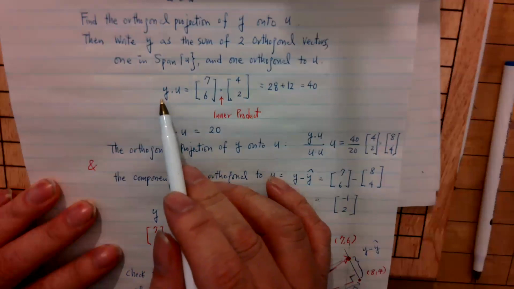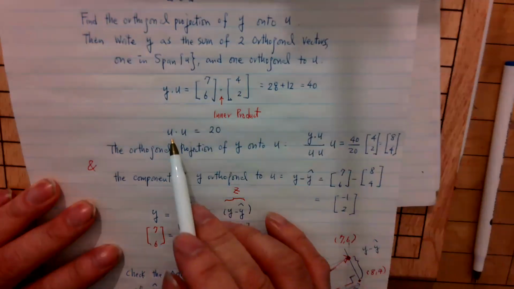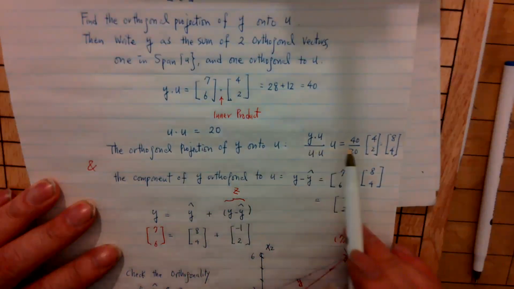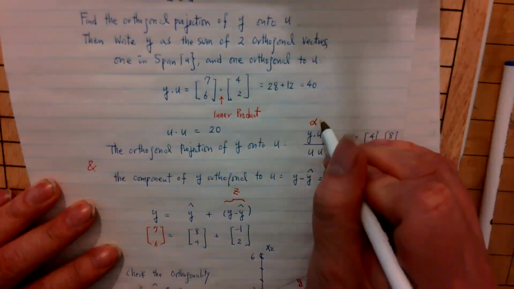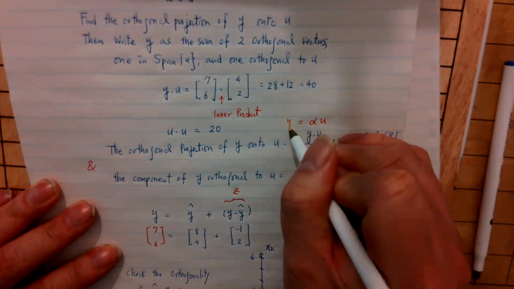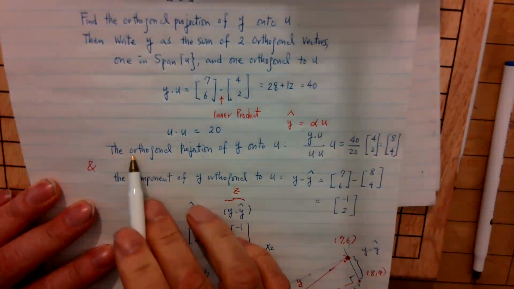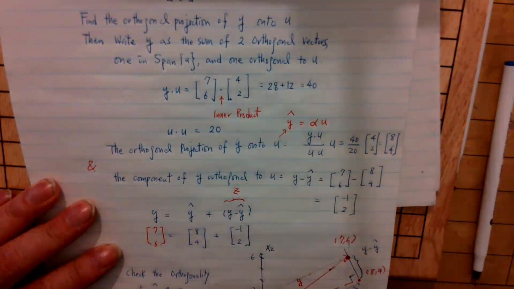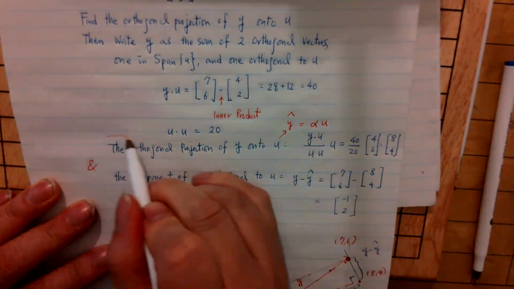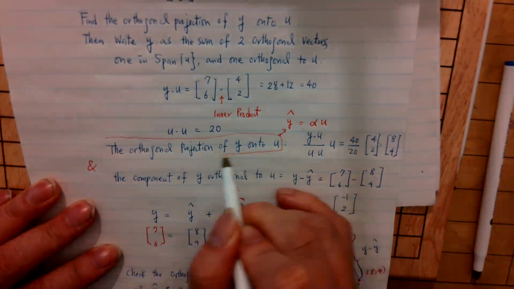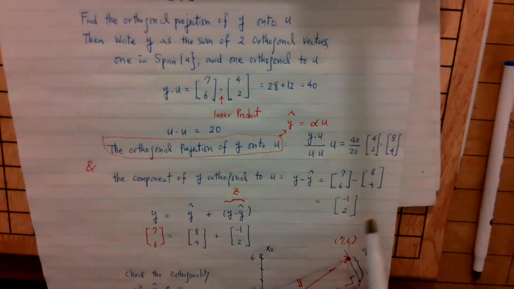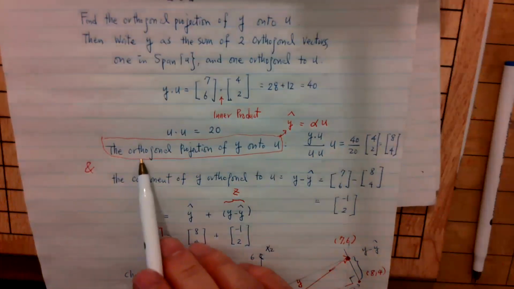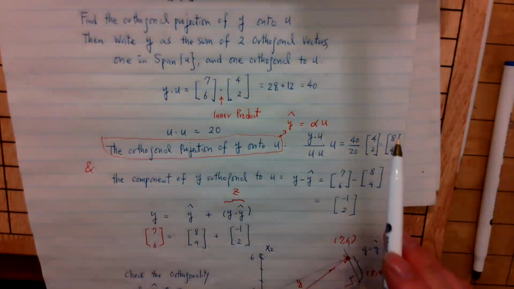The inner product of Y and U is 40. U dot U is 20. So the orthogonal projection of Y onto U is alpha U, and therefore this is our Y hat. Y hat is the orthogonal projection of Y onto U. So this is alpha U, this is alpha. We find the orthogonal projection of Y onto U is (8, 4).